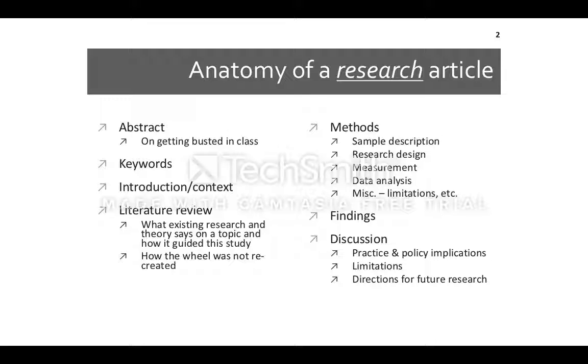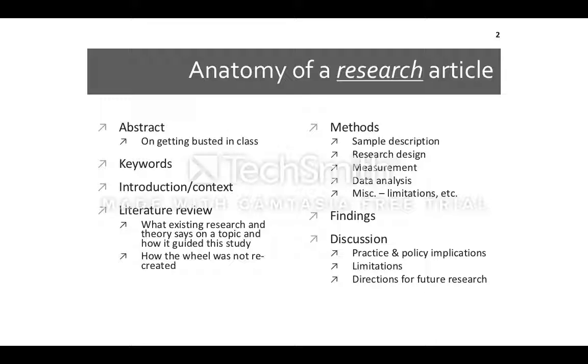So after the abstract and the keywords comes the introduction and the context. And that introduction generally includes a literature review telling us what we already know about the topic and why this study that you're about to read isn't just recreating the wheel. And the introduction will also describe a little bit about what the research question was, what was being studied. Then there will be a section about methods, and the method section has some variation in terms of how it's organized, which we'll talk about in a minute.